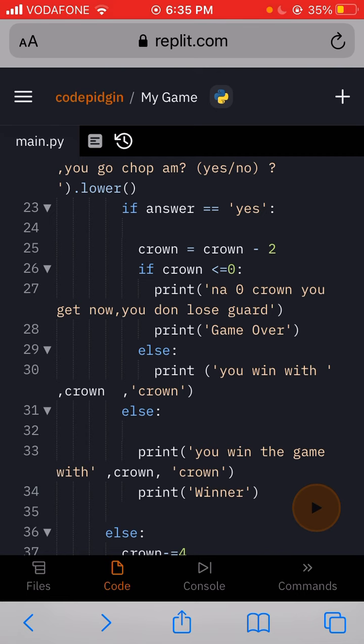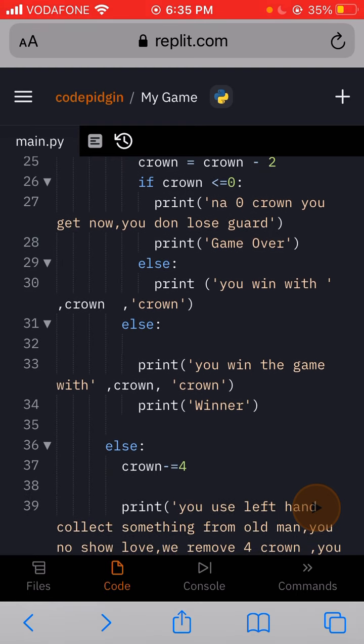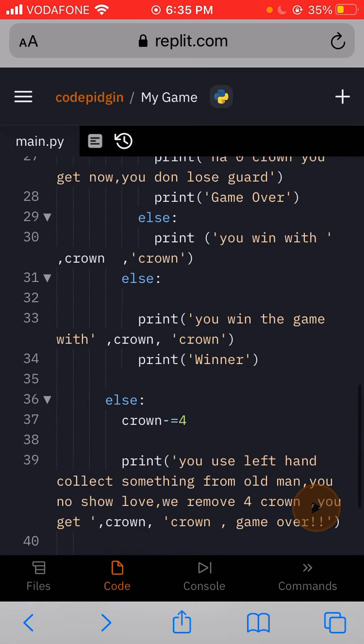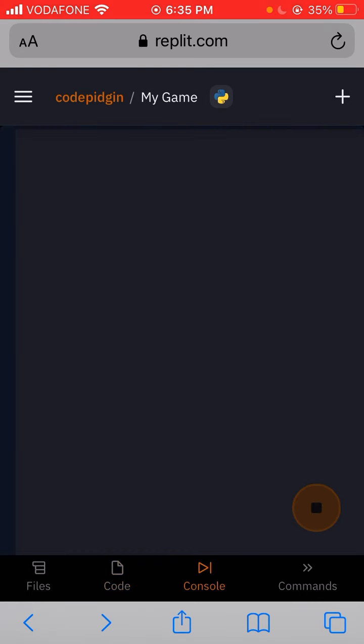So if that happens, we print 0 because of course it can't go below 0, and game over. Then if it's not so, it means the person didn't lose because it isn't less than 0, you understand? So you print the amount of crowns the person gets. So now the thing just takes place. If you do the small test, we'll check what we did.